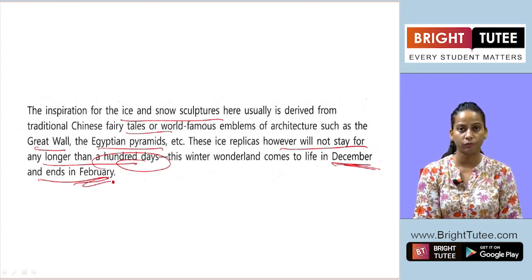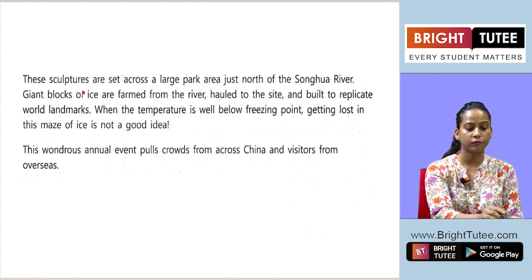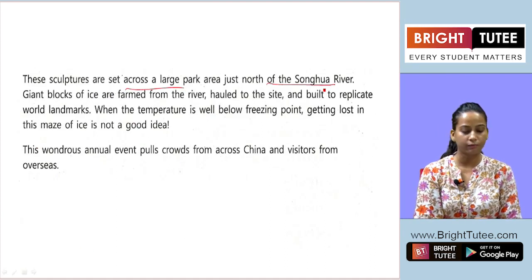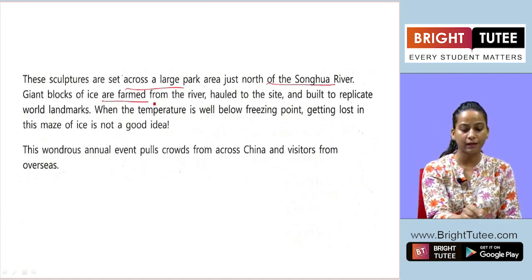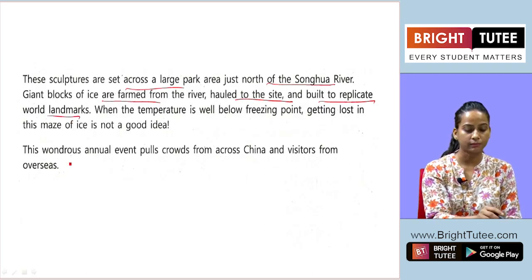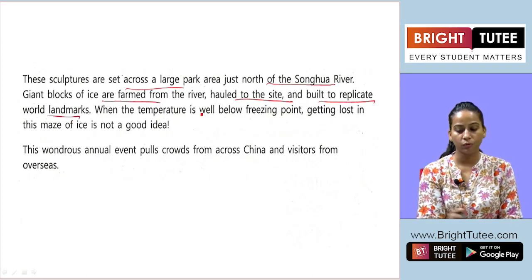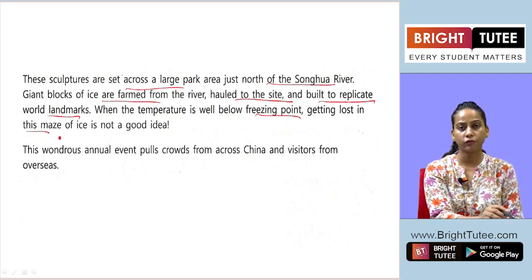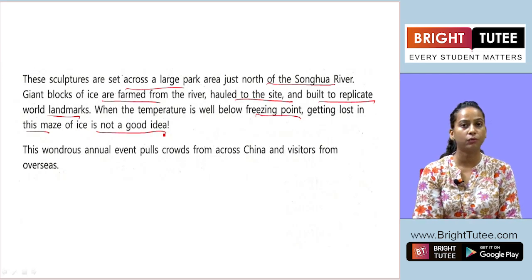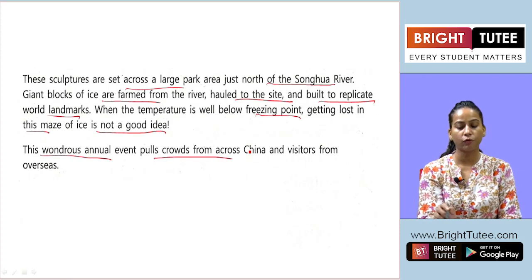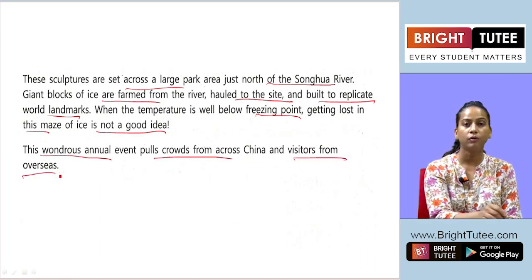Through the skimming, you have to get the idea about that. These sculptures are set across a large park area just north of the Songhua River. Giant blocks of ice are formed from the river, hauled to the site and built to replicate world landmarks. When the temperature is well below freezing point, getting lost in this maze of ice is not a good idea at all. This wondrous annual event pulls crowds from across China and visitors from overseas.